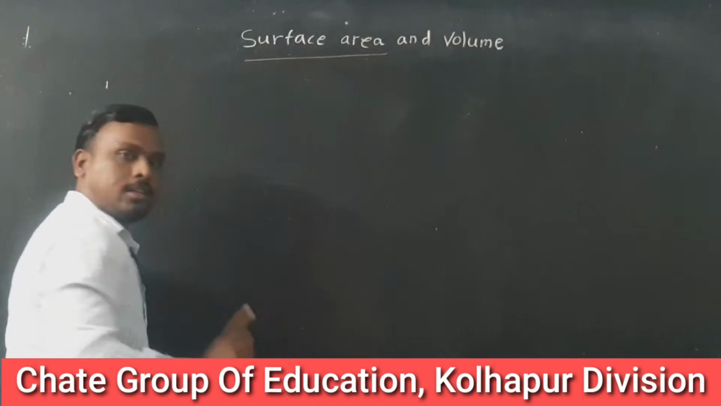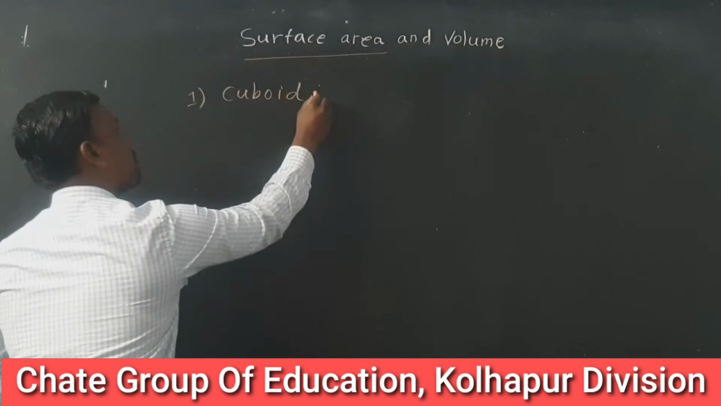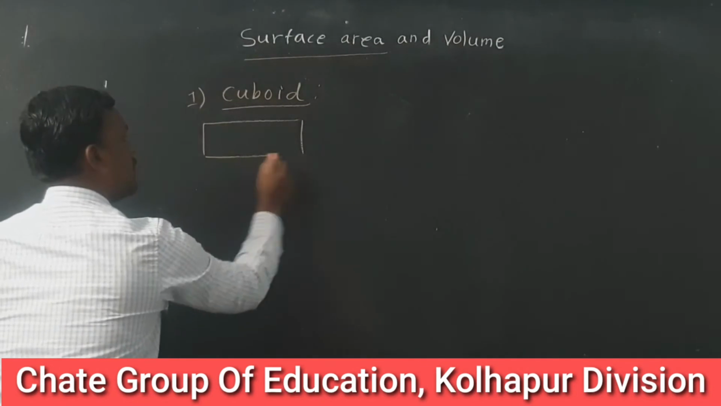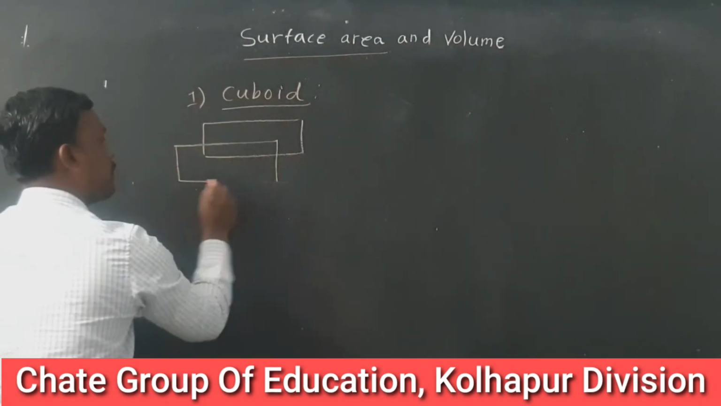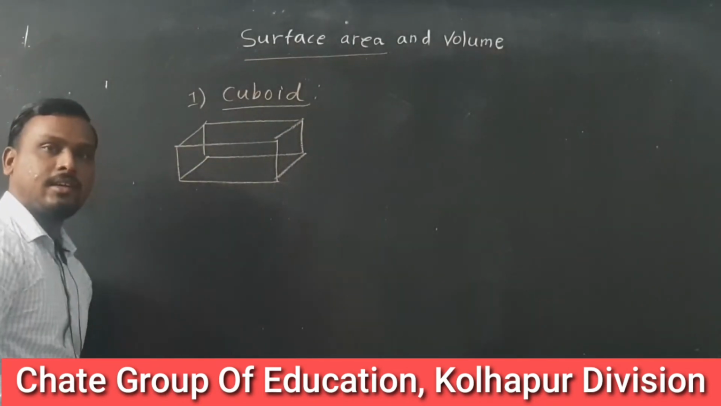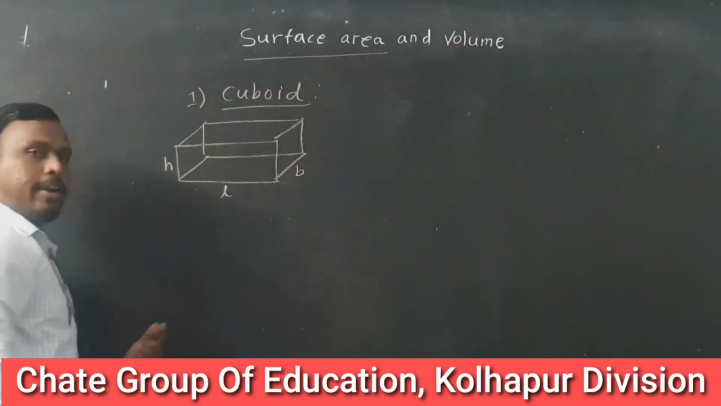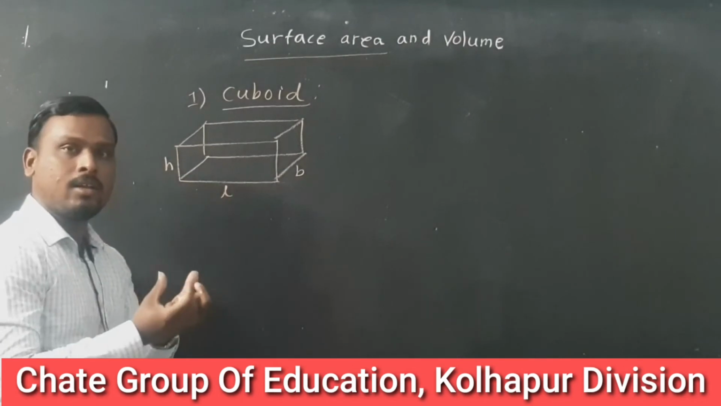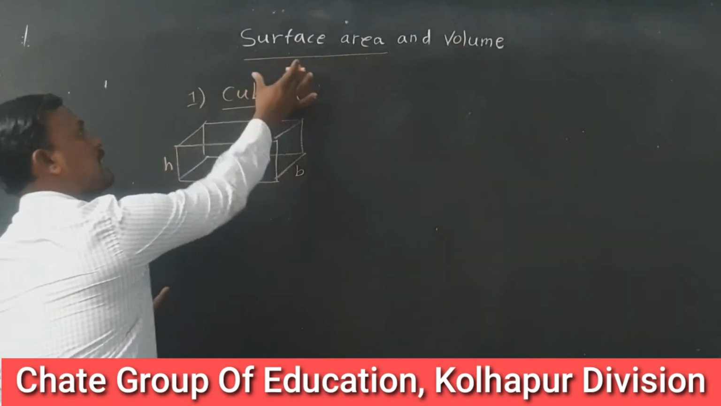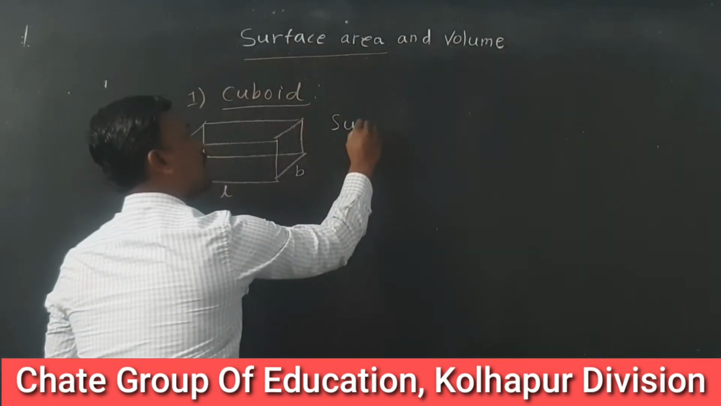The first shape is the cuboid, which we have just discussed. See here, how many dimensions are there? This is the length L, this is the breadth B, and this is the height H of the cuboid. This is a three-dimensional solid figure like your compass box. We have to calculate the surface area and volume of this shape. First of all we will see the formula of surface area.